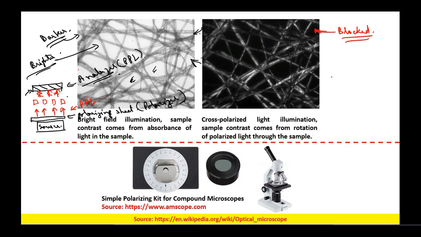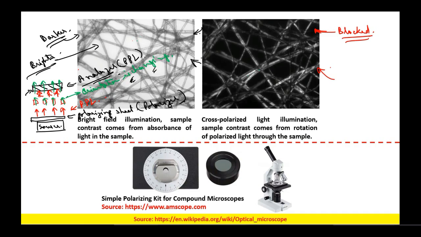However, if you see the samples or the objects herein, what is happening? These lights pass through the samples like this, and when they pass through, the orientation of the light changes. When this orientation changes, the cross polarized analyzer is not able to stop it, and hence these objects appear brighter. This is how your polarizer functions.